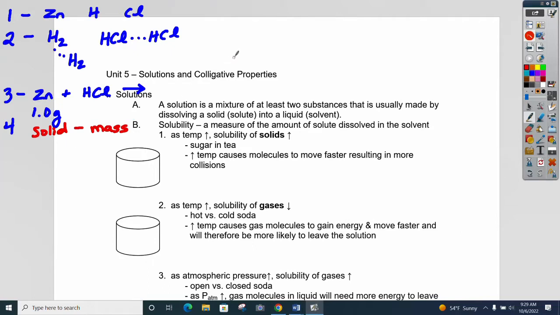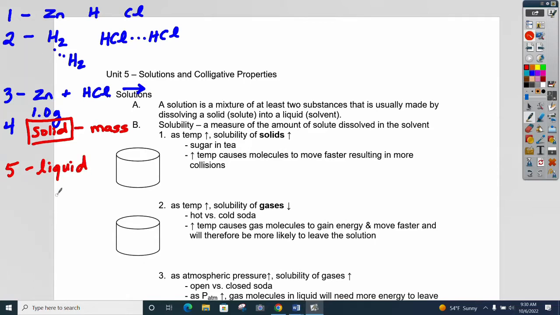So now we come to Unit 5. And in Unit 5, we're doing the exact same thing. How much stuff do I need to put in? How much stuff am I going to get out? What is going to be my limiting reagent, my excess reagent, my percent yield? But now not if we have a solid, but instead if we have a liquid.